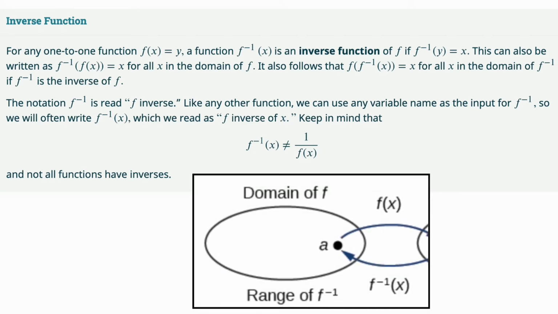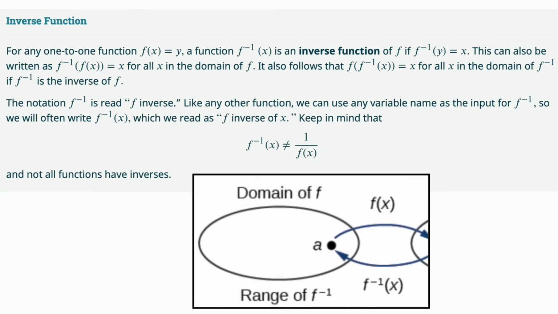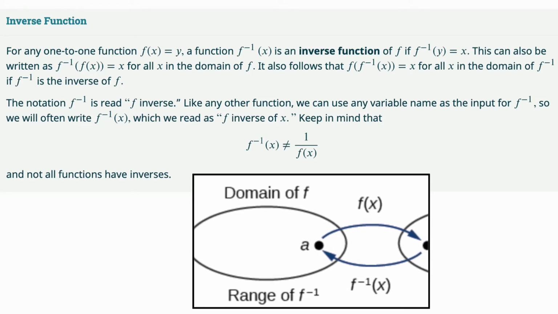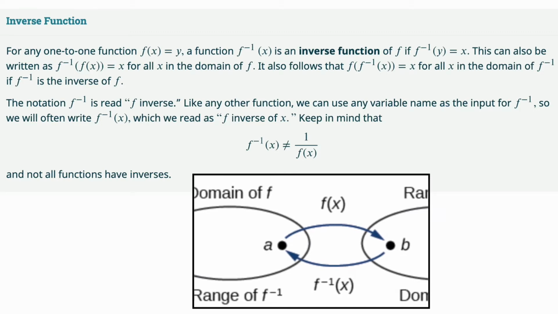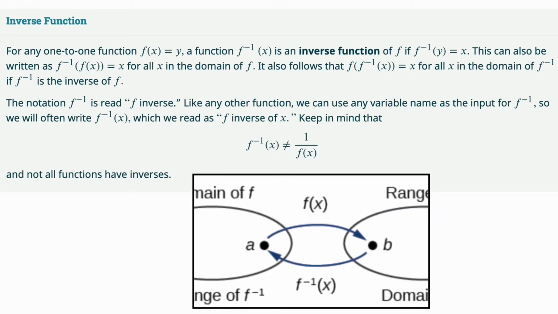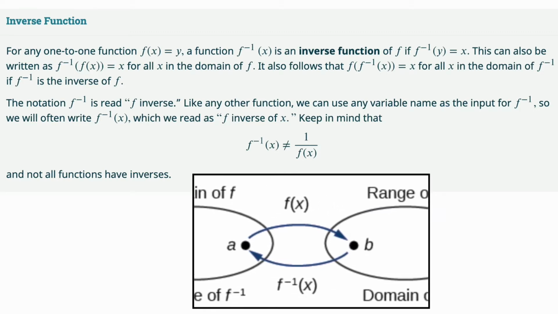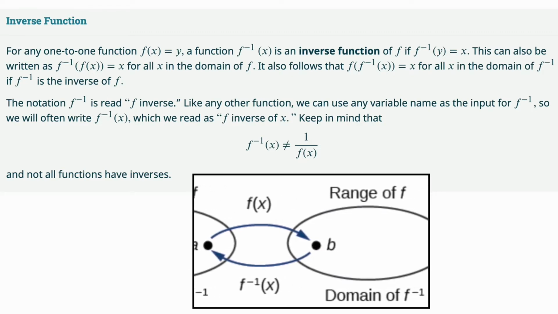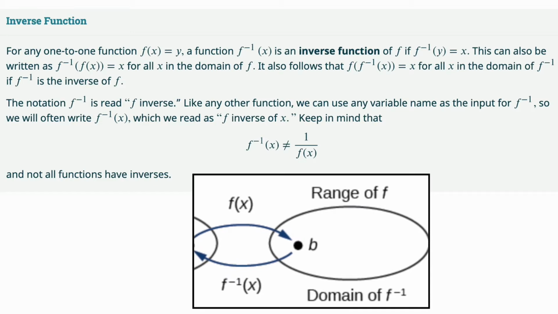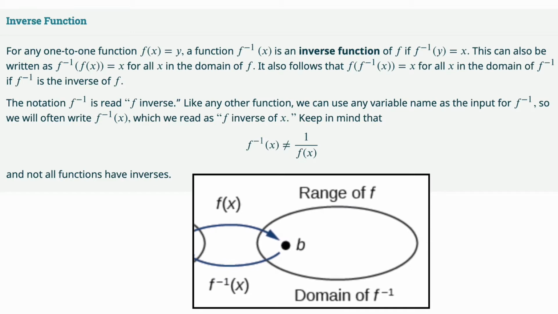Once we have an inverse existing, then that means that we can send a value, say A, over to B, and then we can send that value back by the inverse. So A goes to B by f, the function, and then B goes back to A by f inverse. That's f to the minus 1.